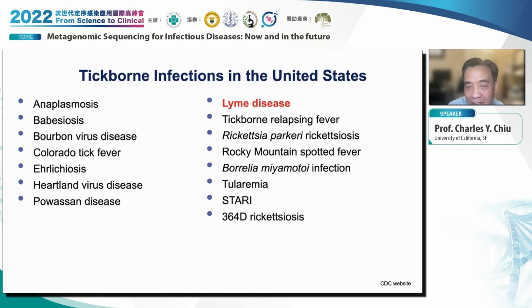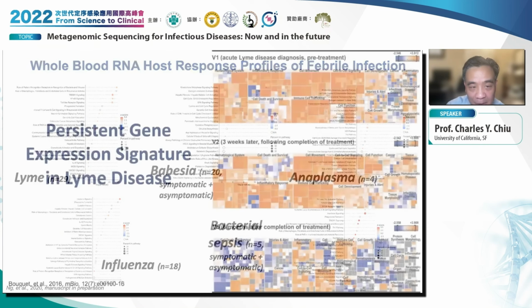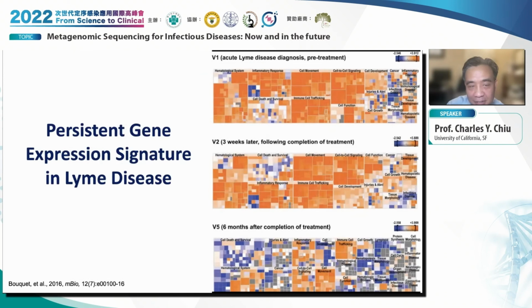So when we think about Lyme disease in terms of tick-borne infections, it's also very difficult to diagnose because there are a wide variety of tick-borne infections that can cause a very similar clinical presentation. So what we've done, essentially using RNA sequencing or metagenomic sequencing, is develop profiles that can help predict different types of tick-borne infections, as well as other infections that may mimic these febrile infections. The other thing we noted is that there's a persistent gene expression signature in Lyme disease. If you look at visit 1, at the time of presentation, there's a very strong inflammatory signature, but the signature is actually persistent even 3 weeks later.